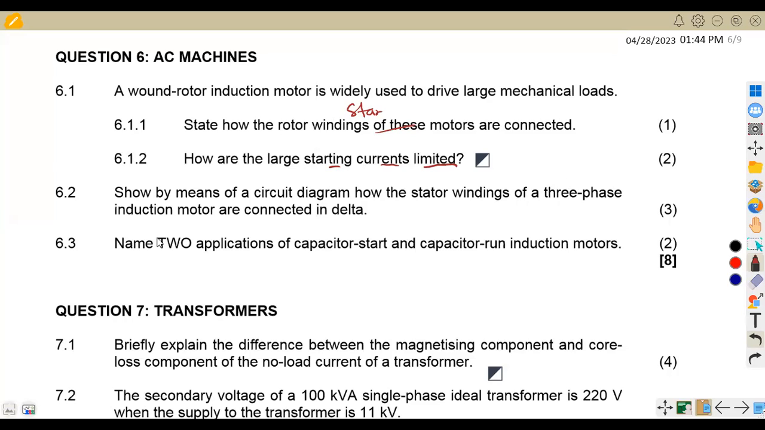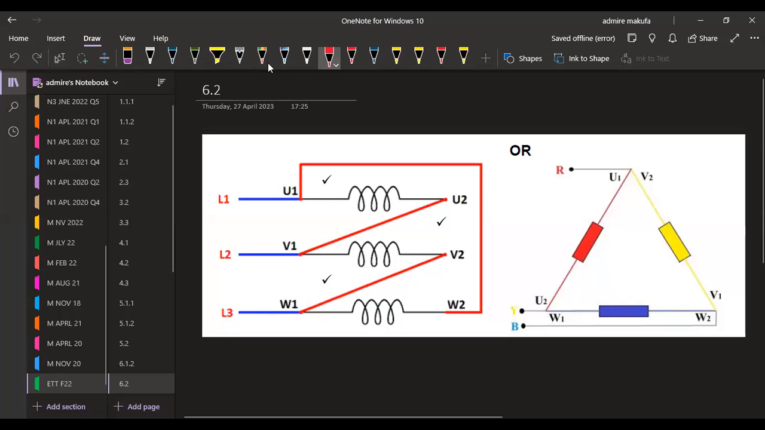Show by means of a circuit diagram how the starter windings of a 3-phase induction motor are connected in delta. Take note, in delta. And it's a 3-phase induction motor in this case. All right, so this is what I'm having. We have got 2 diagrams. You can pick from any of these 2 in delta, but the most used one is this last part that we have in delta from the line currents.